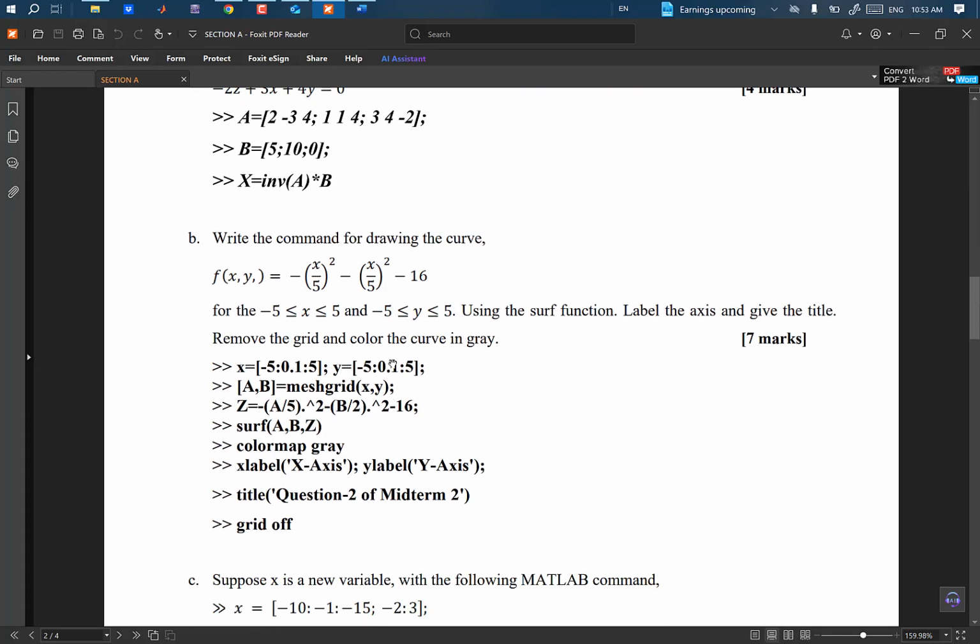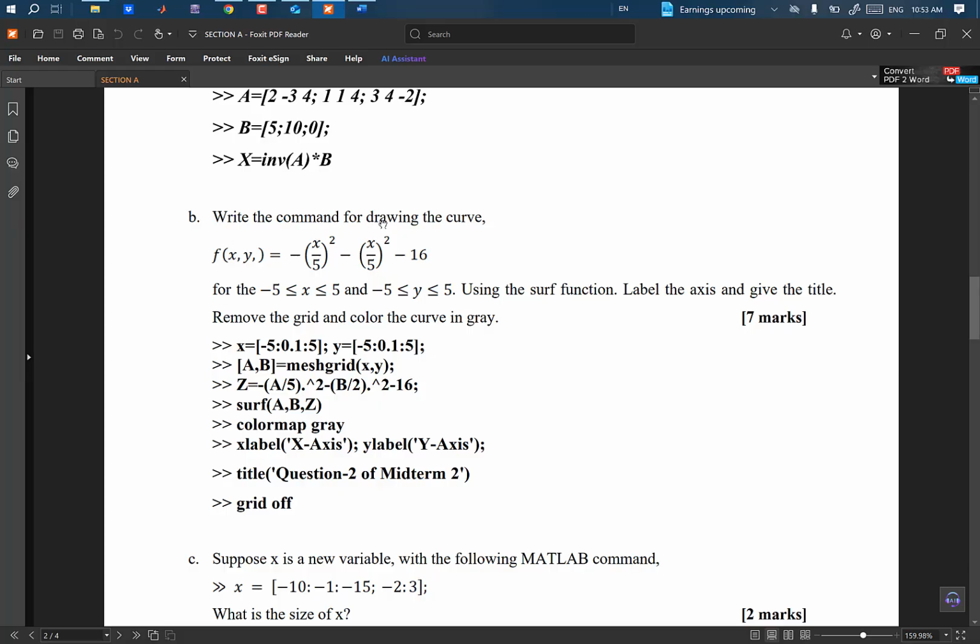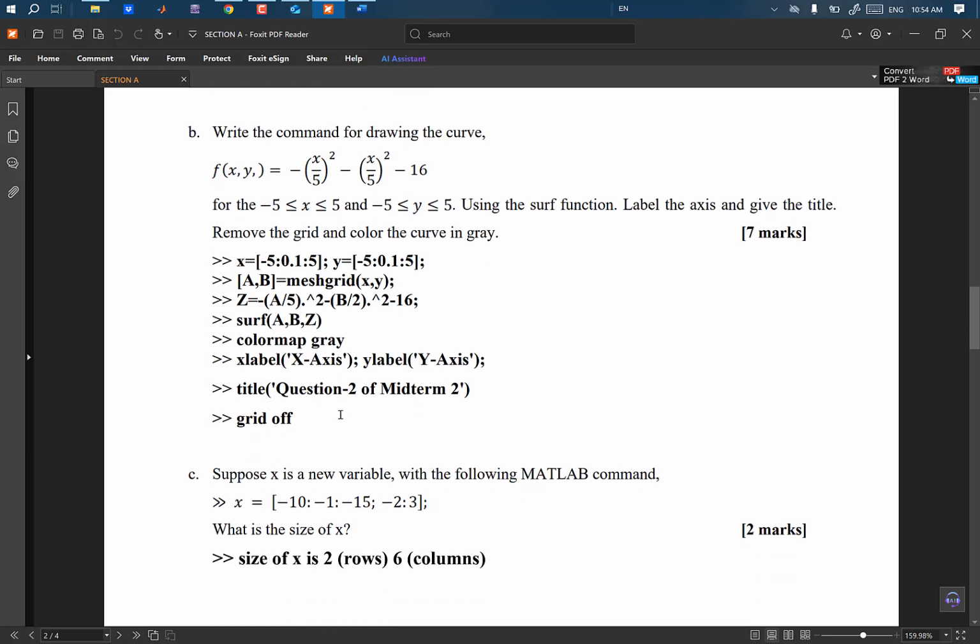And that would give you the solution of the equation. Then the second one was to write the command for drawing the curve, as you see here, and you are given some intervals, -5 to 5 and then -5 to 5 for x and y. Okay, so once you declare -5 with steps of 0.1, that will be the intervals, up to 5, and then the Y as well. Then for A and B, you use meshgrid, and basically this is what was expected.